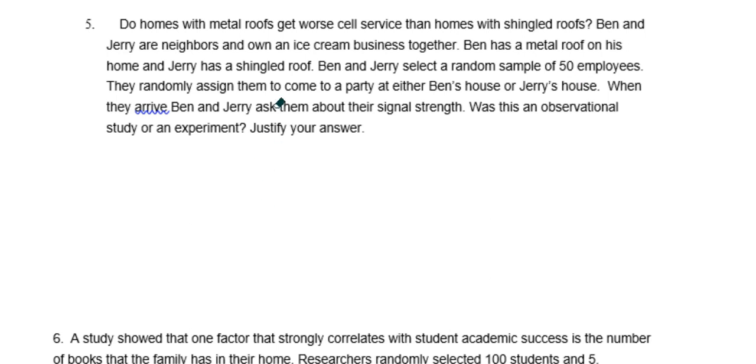All right, let's go through another example of how to identify observational studies and experiments. So, do homes with metal roofs get worse cell service than homes with shingled roofs? Well, Ben and Jerry are neighbors and own an ice cream business together. Ben has a metal roof on his home, and Jerry has a shingled roof.